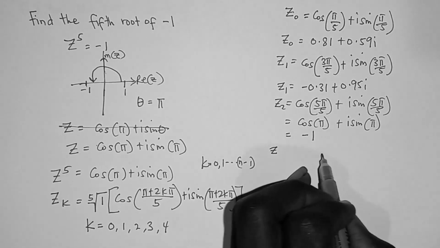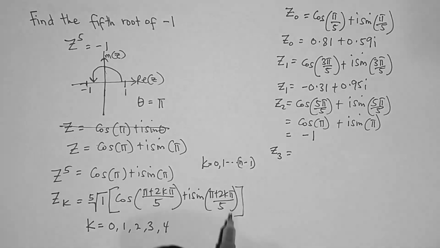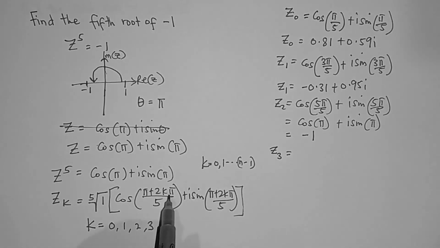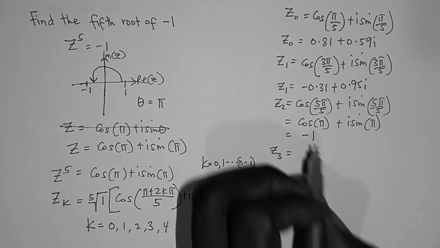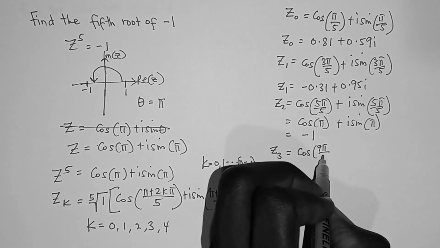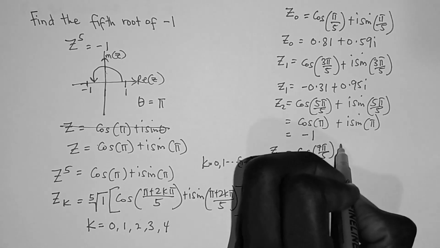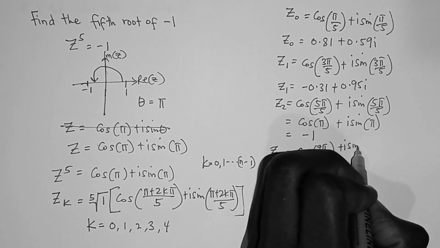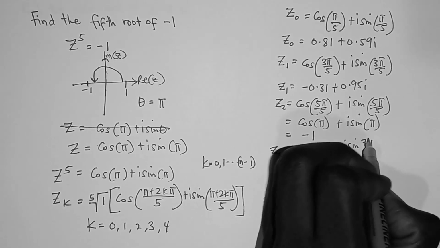Let's do for Z3. Z3 is equal to, wherever you see k here, you put in 3. So 2 times 3 is 6. 6 pi plus pi is 7 pi. So Z3 is cos 7 pi over 5, then plus I sine 7 pi over 5.